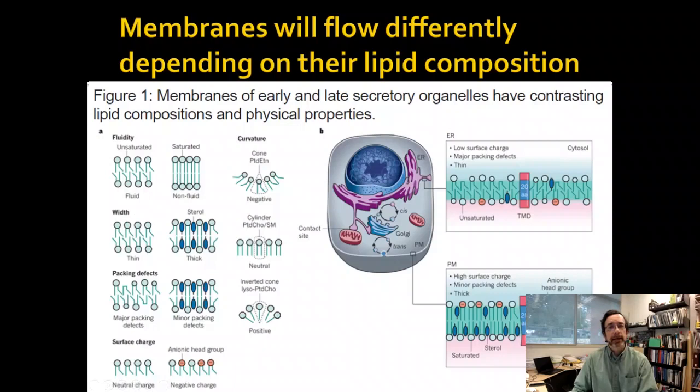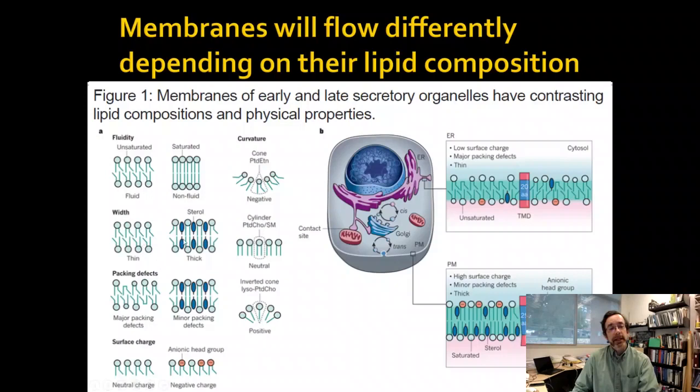So for example, let's go all the way to part A right here. You can see that if you have a bunch of unsaturated lipids, you have a pretty fluid membrane. If you make a bunch of saturated lipids, they stack together, it becomes less like olive oil, more like beef fat, right? And so they become more solid. And so if you need a less fluid membrane, make more saturated lipids. If you need a more fluid membrane, make more unsaturated lipids and put them in the membrane.